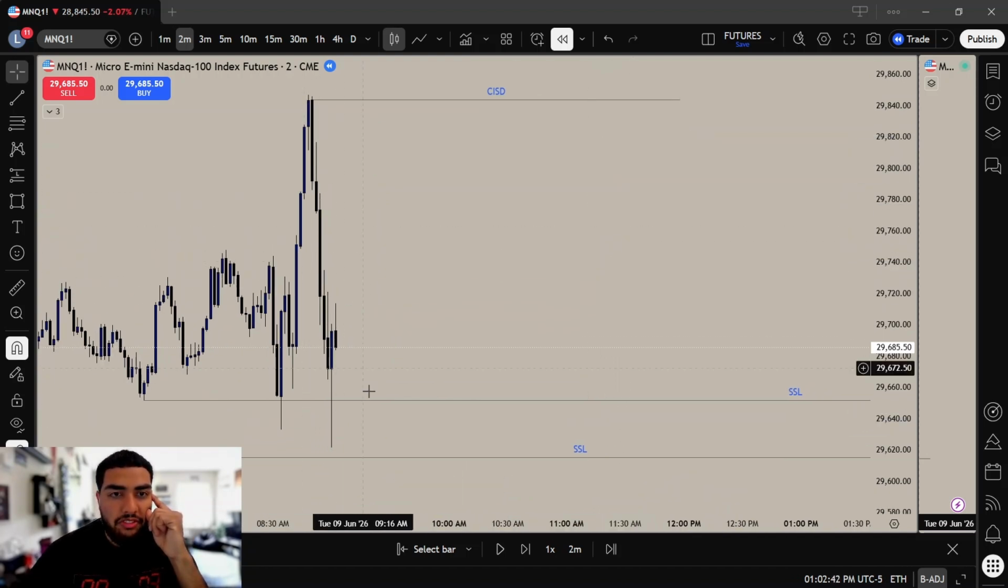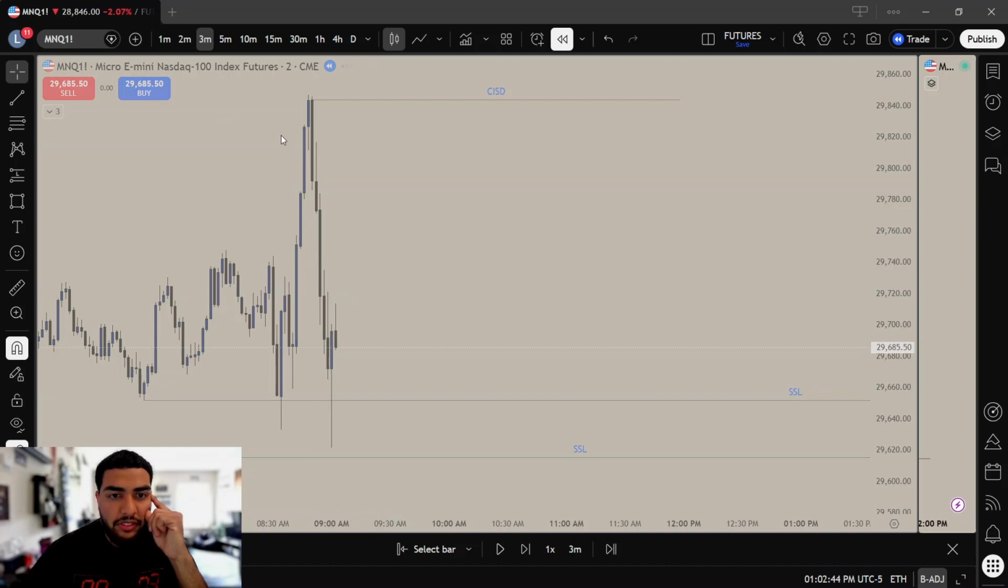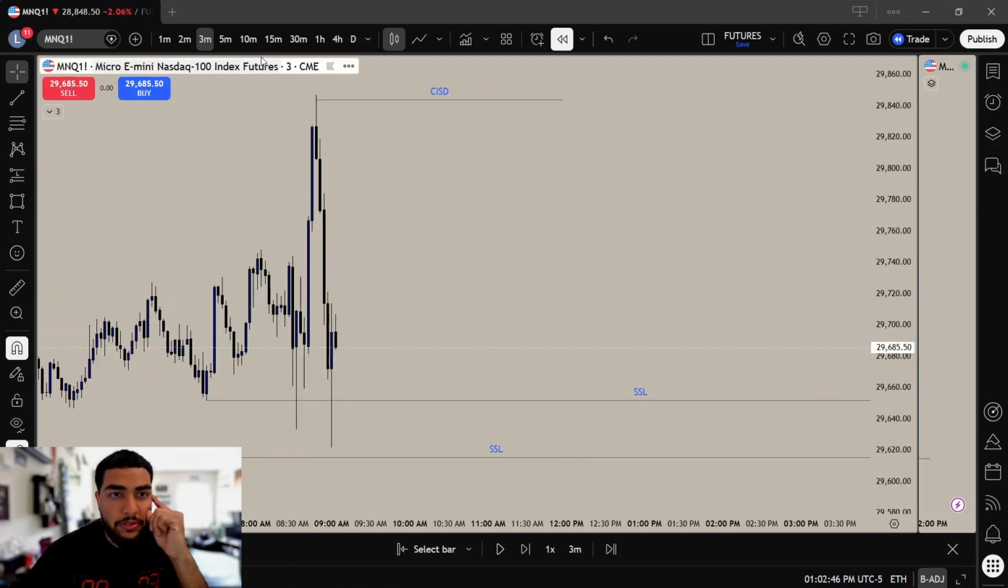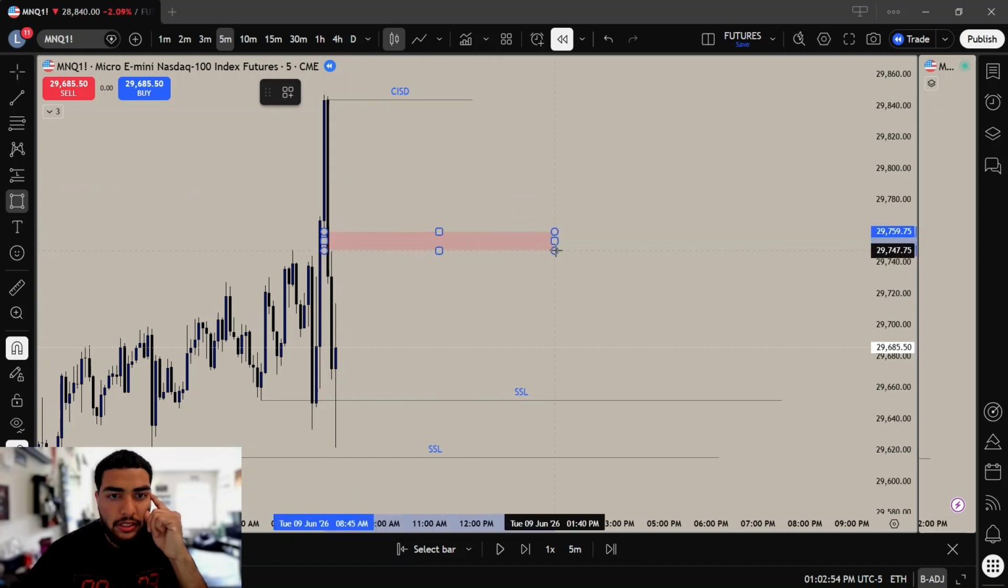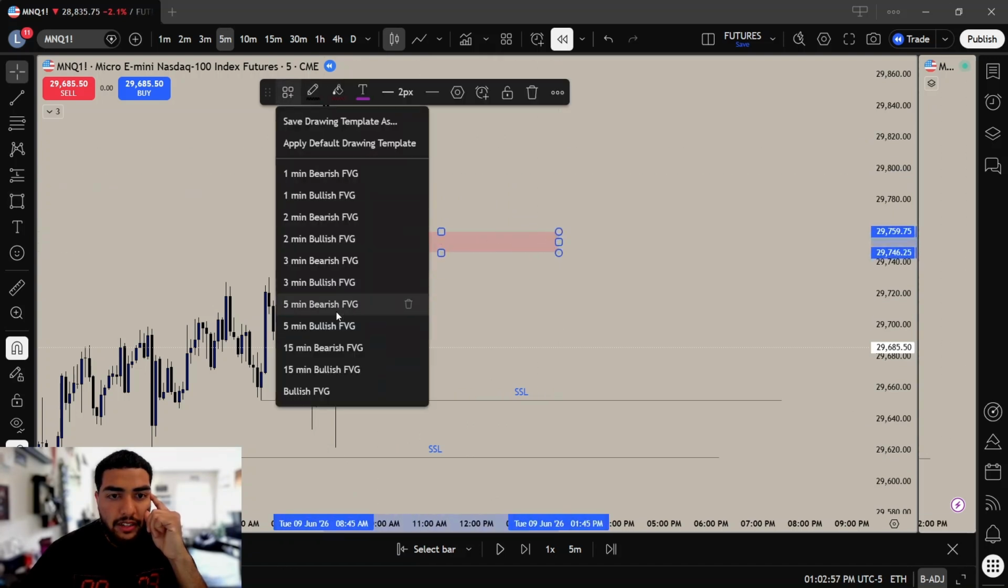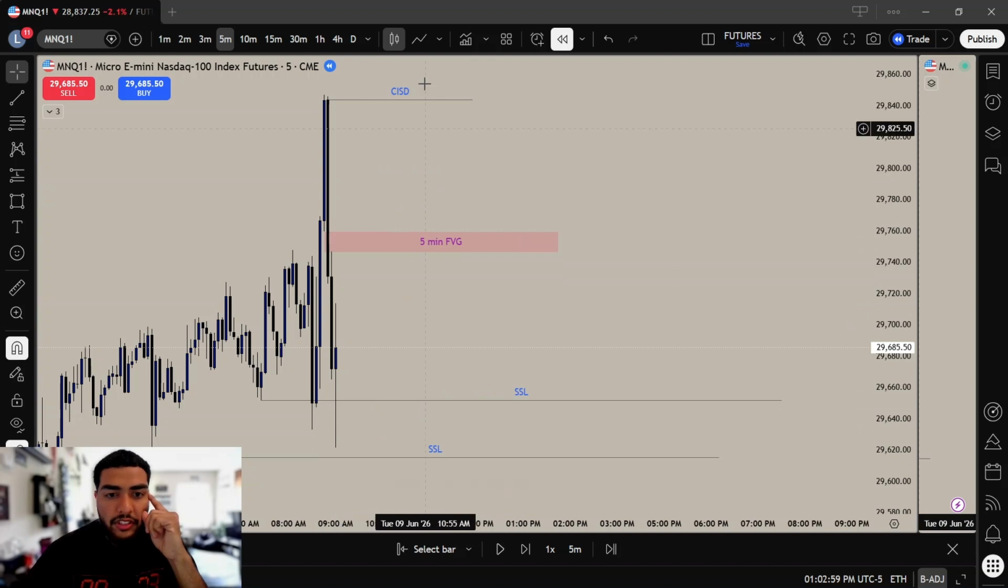Then we have fair value gaps right here. Let's see if we have fair value gaps on 3 minute. Of course we do. Do we have fair value gaps on the 5 minute? We do right there. So we are looking to inverse this gap right here. 5 minute bearish. Inverse this gap, close above CISD.